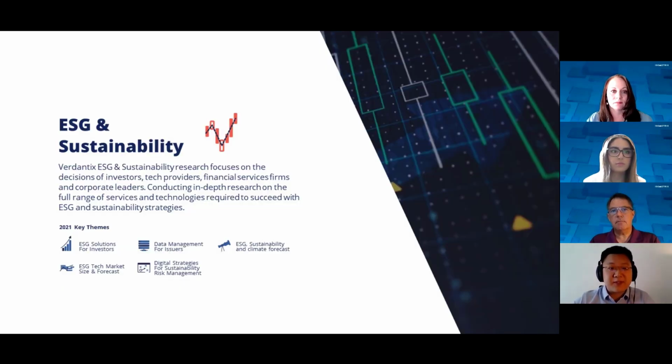In terms of today's research, it will be focused on research and advisory that we have produced during the past year, specific to ESG and sustainability. The ESG and sustainability research practice focuses on information and advice for investors, tech providers, financial services firms, as well as corporate executives. We examine a number of topics across research and the full range of services and technologies required to succeed with ESG and sustainability management.